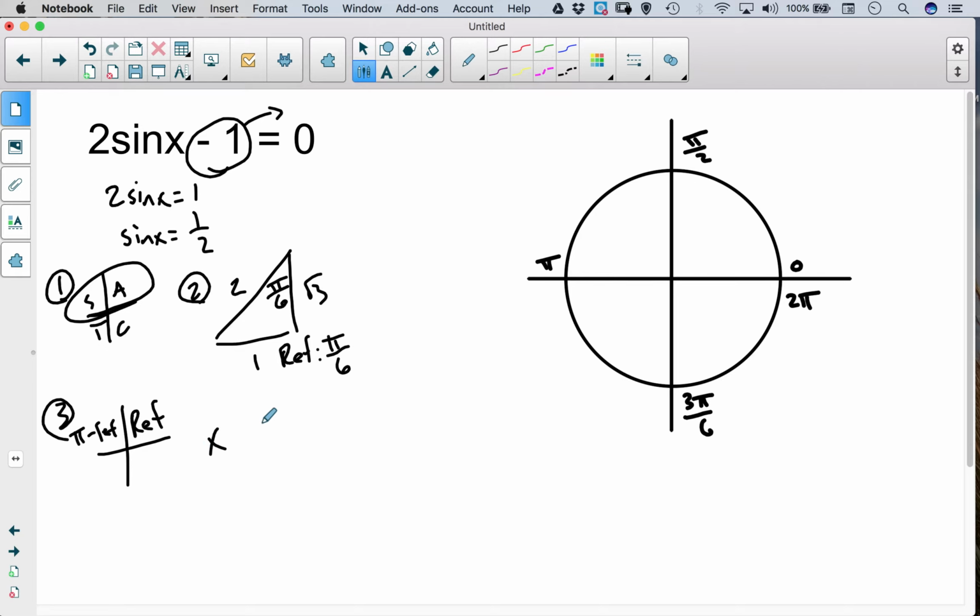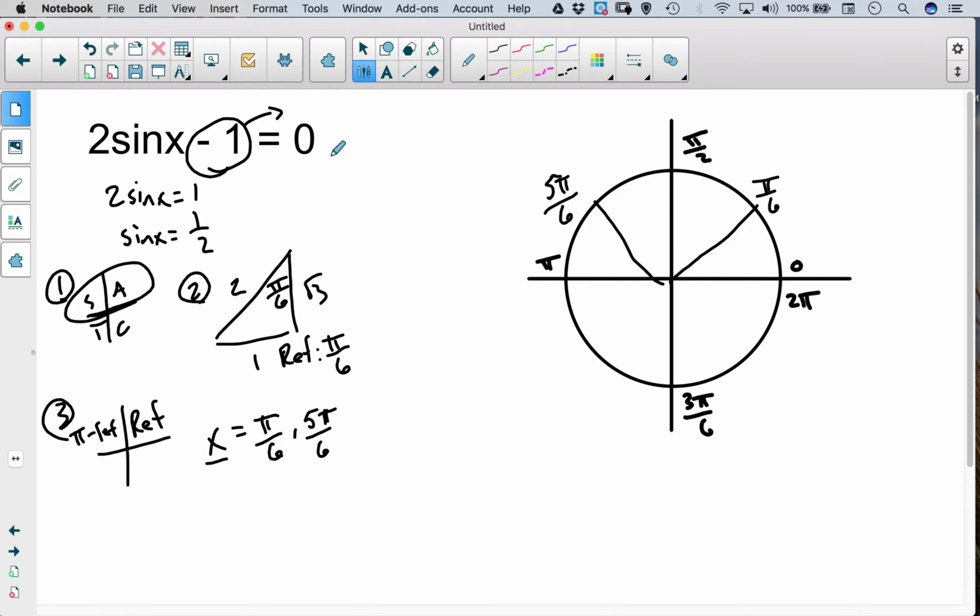X, for the sake of this question, could be equal to pi over 6, or it could equal pi minus my reference, which, for the sake of time here, I'm just going to tell you would be 5 pi over 6. So hopefully we're very familiar with getting to this point for x. Let's say now, let's put this on our graph. So this is our value at pi over 6, and this is our value at 5 pi over 6.